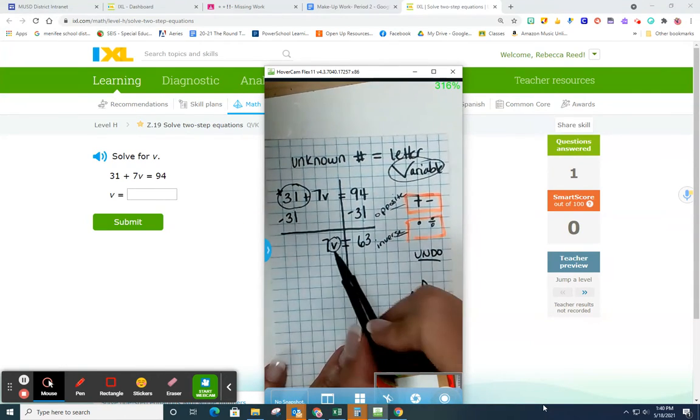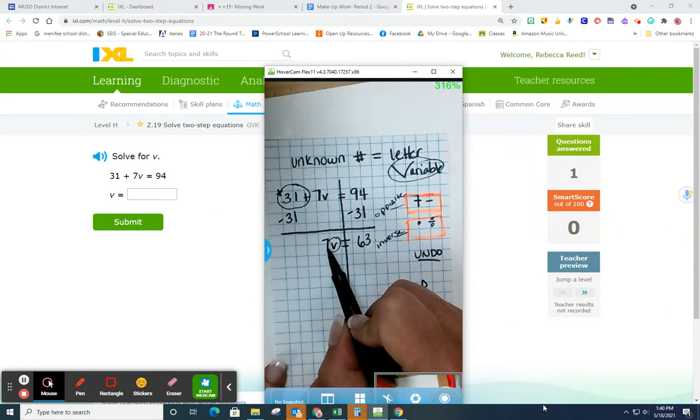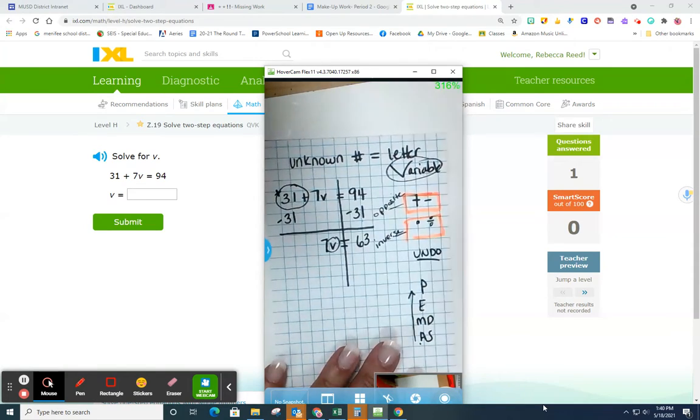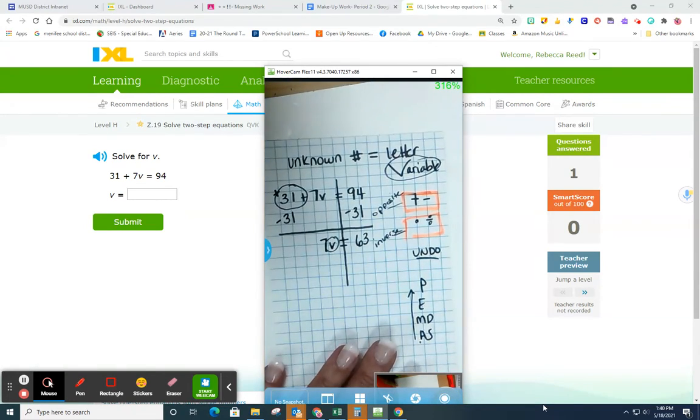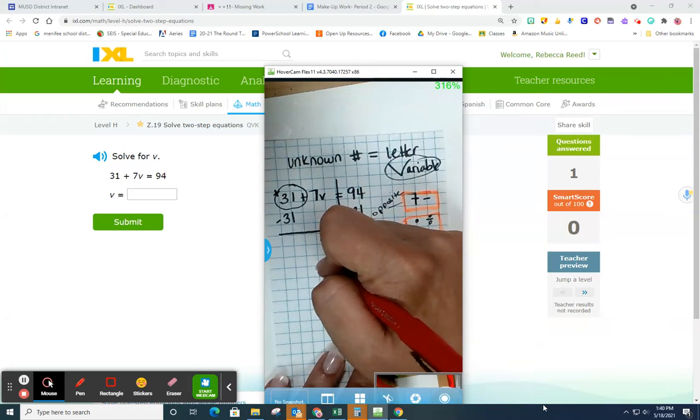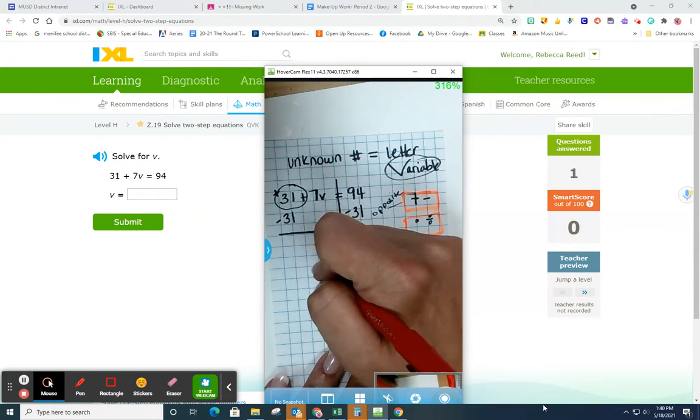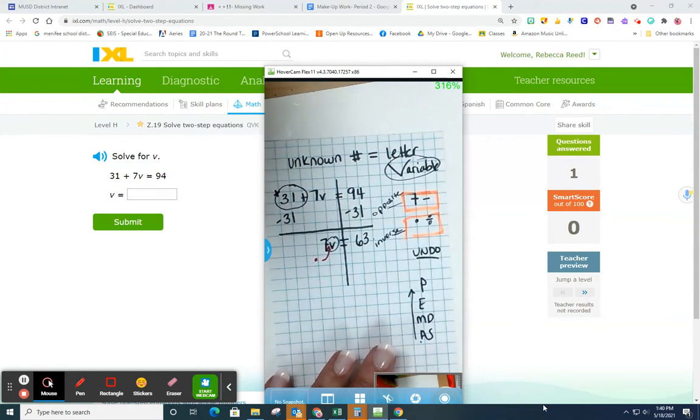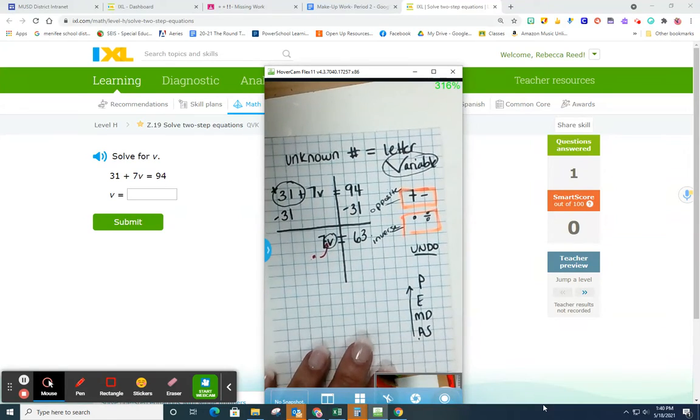No. I still show that I'm multiplying 7 times V, because anytime I have a letter next to a number, in between that is this invisible multiplication. We don't use a symbol. We just take a shortcut. But I know that that's multiplying. That's the same as multiplying 7 groups of V.